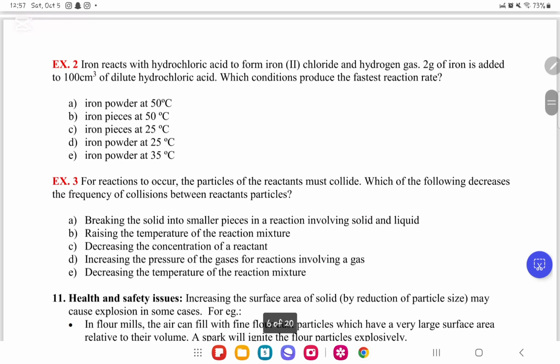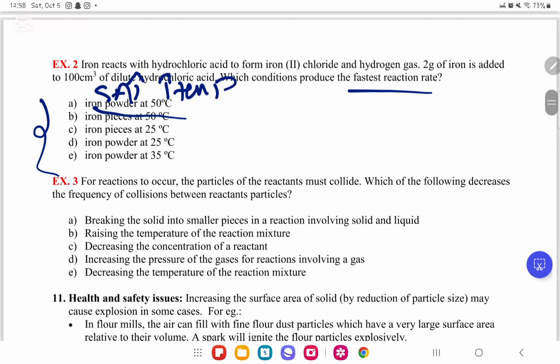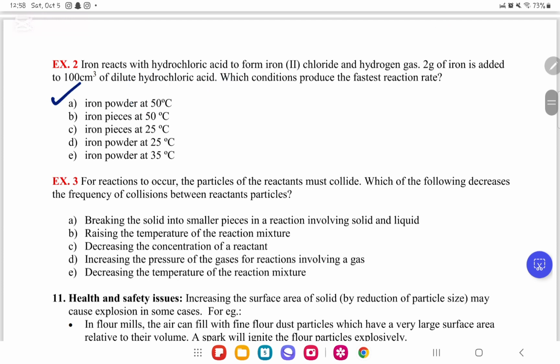Now, exercise 2. Iron reacts with HCl to form iron dichloride and hydrogen gas. 2 grams of iron is added to 100 centimeter cubed of dilute hydrochloric acid. Which conditions produce the fastest reaction rate? So we need a fast reaction rate. Let's read the options. We have iron powder at 50 degrees Celsius. So here has a large surface area and a high temperature. So A could possibly work.